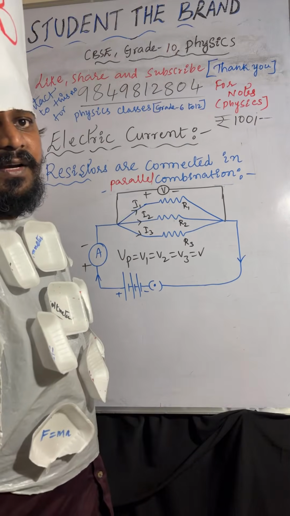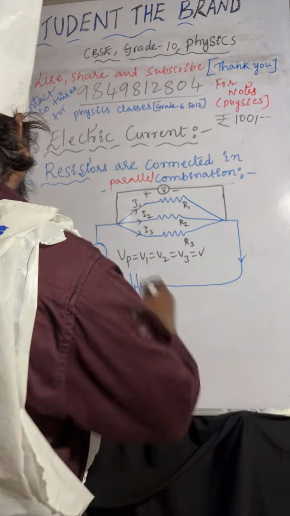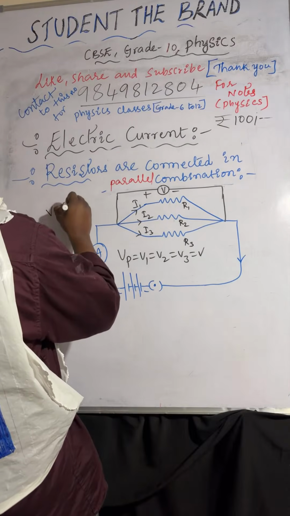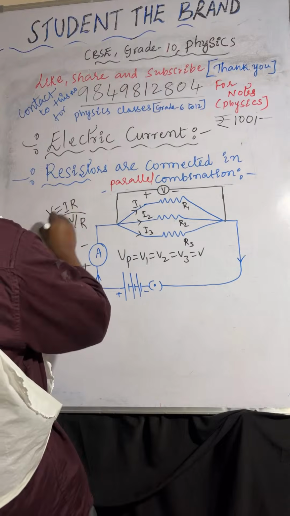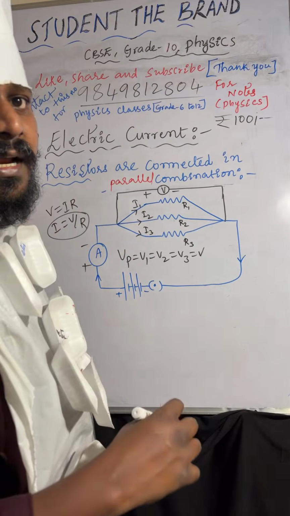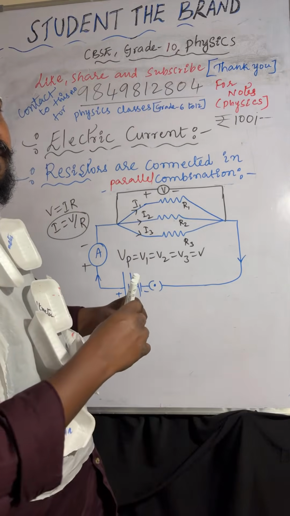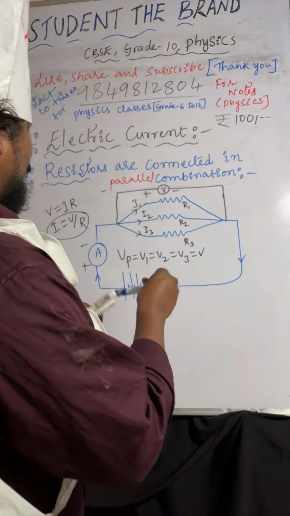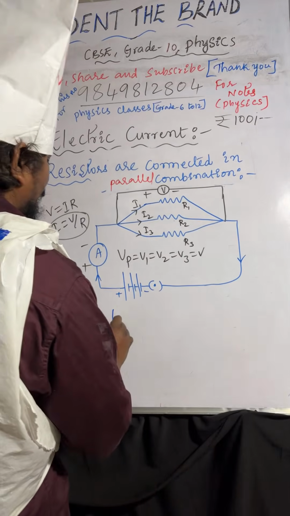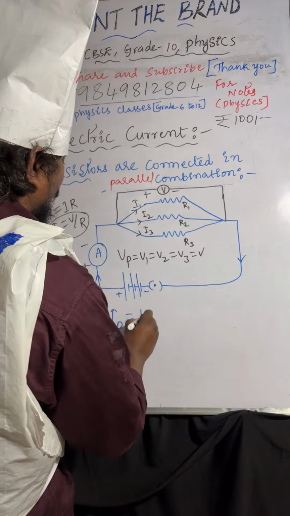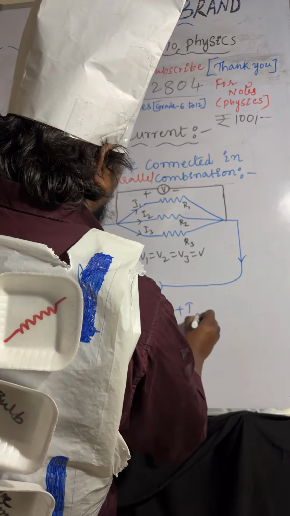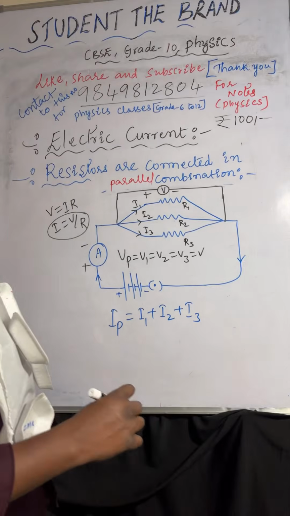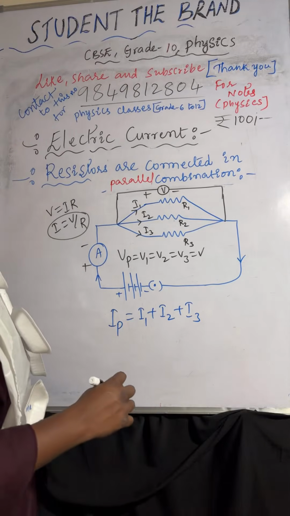But current is different. So we know from Ohm's law, V equal to IR, I equal to V by R. Now you can see Ip equal to I1 plus I2 plus I3.